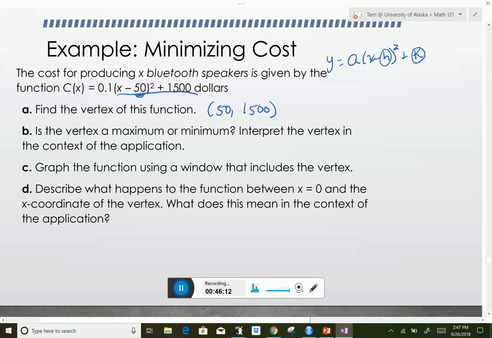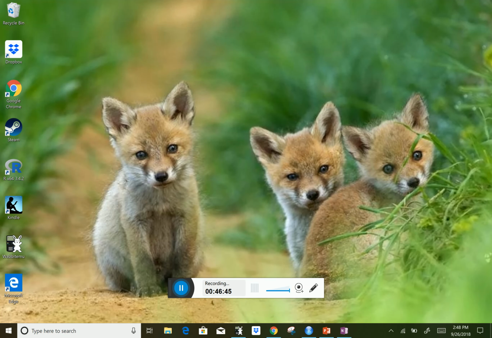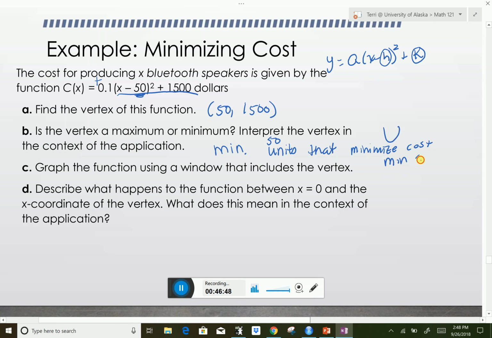Is the vertex a maximum or minimum? Well, this is positive, so this is a happy graph. So the vertex is going to be a minimum. Interpret the vertex in the context of this application. Well, it'll be the units that minimize cost. And that's 50 units minimize cost. And the minimum cost is $1,500. That's the lowest our costs can be.